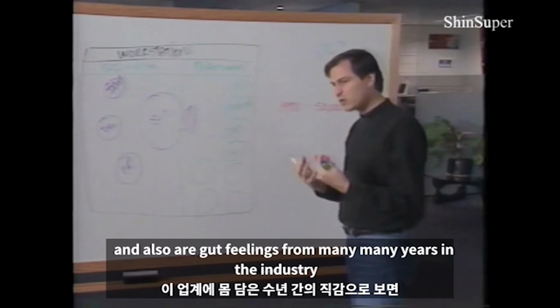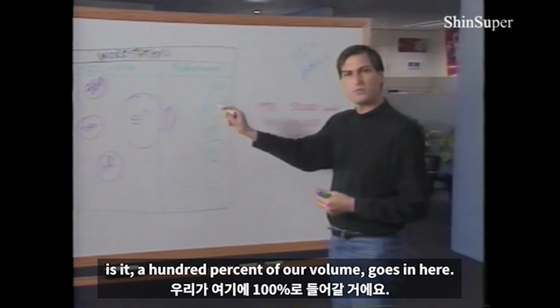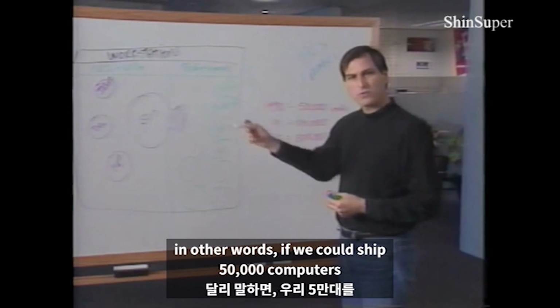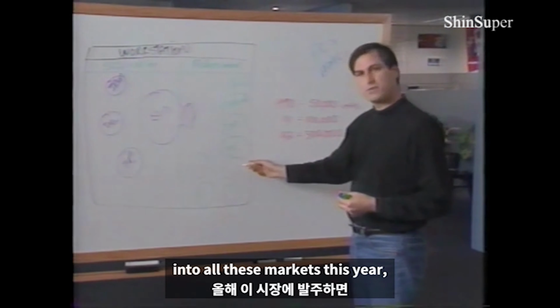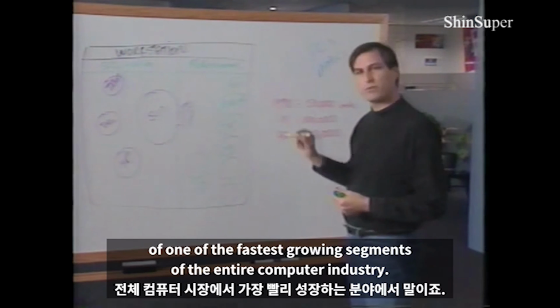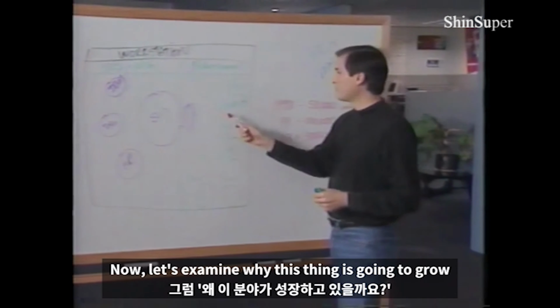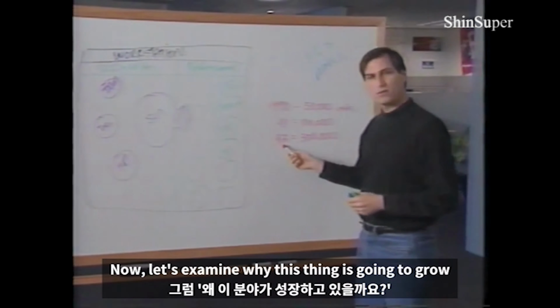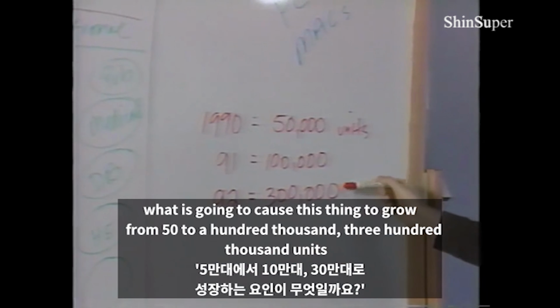What is also exciting about this marketplace is that 100% of our volume goes in here. In other words, if we could ship 50,000 computers into all these markets this year, we would have a 50% market share of one of the fastest growing segments of the entire computer industry. Now, let's examine why this thing is going to grow. What is going to cause this thing to grow from 50 to 100,000 to 300,000 units?